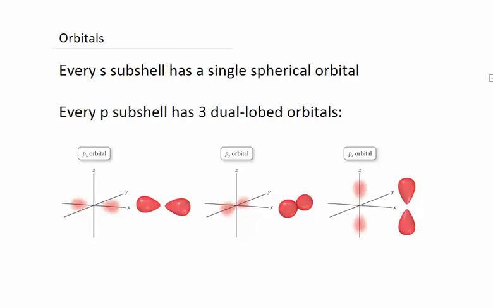Okay? Every s subshell, whether it's 1s, 2s, 3s, 4s, 5s, that's a single spherical orbital. And there's only one possibility for that, because rotating a sphere doesn't actually change the sphere, especially if it's just an area that you're talking about. Every p subshell has 3 dual-lobed orbitals. Okay? px, they oriented their axes different.